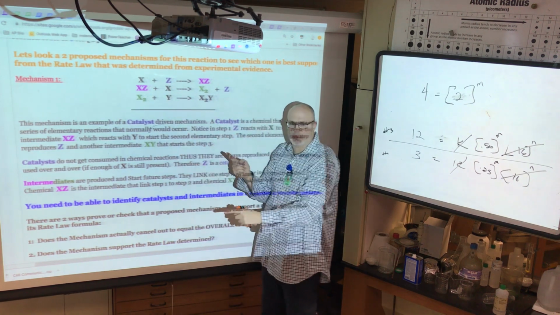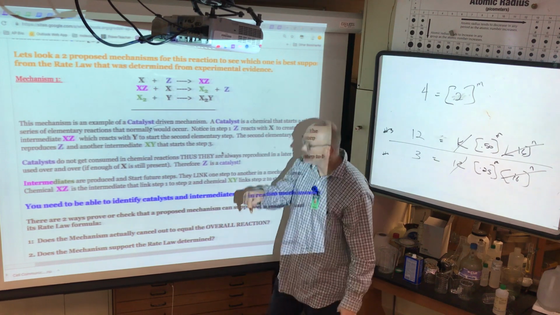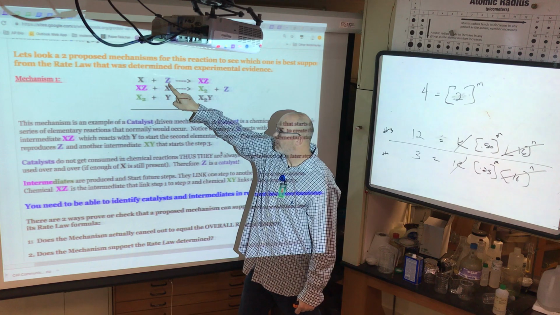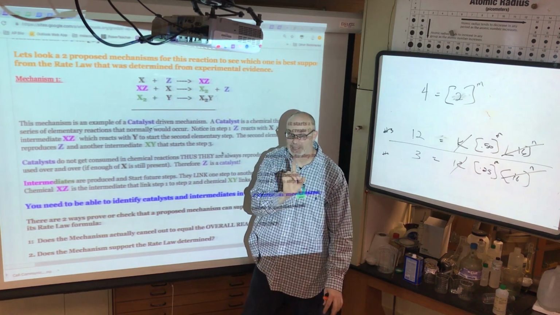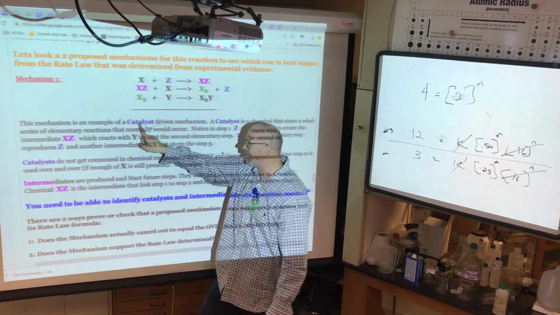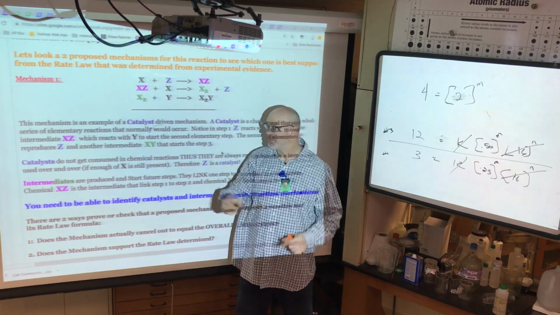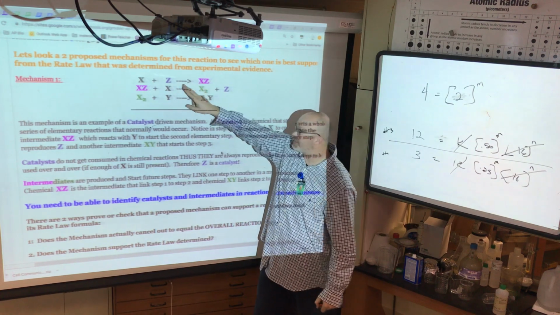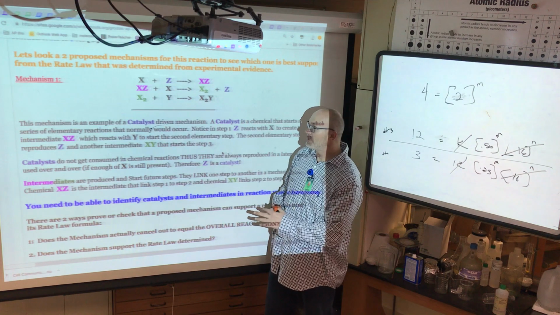And you probably learned in an earlier science course, catalysts never get consumed in a reaction. Here is the reason why. A catalyst starts a whole series of these steps, or I should say the catalyst is responsible for this mechanism. This is an example of a catalyst-driven mechanism. I add Z, I create these series of steps because I just created this intermediate. Without Z, this doesn't occur, does it? No.